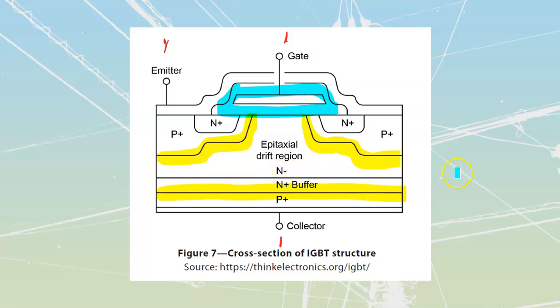Do note that we've got an N negative and an N positive. This just means that this one is more negative. It's got more pentavalent doping inside of it, the epitaxial drift region. This one's just got less doping inside of it, and they do need to have two of these that are separate so that they can control each of these two sides more or less independently.